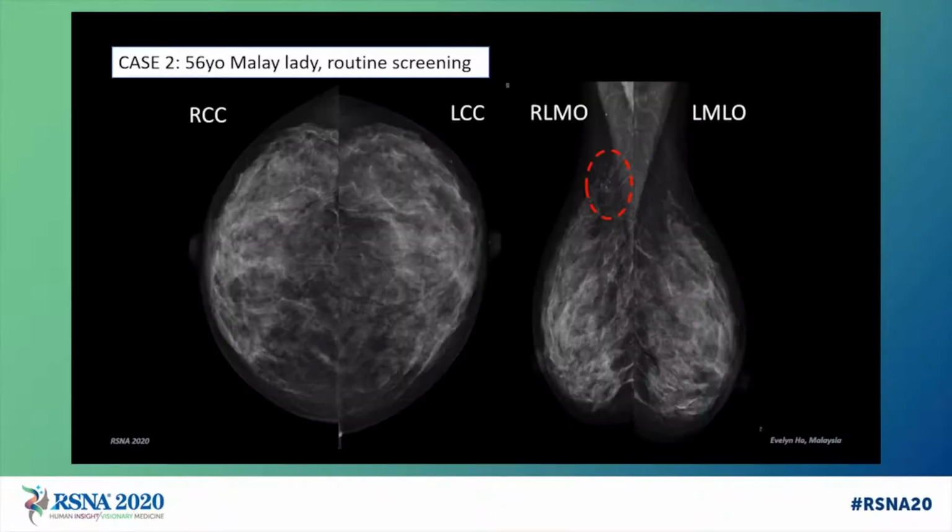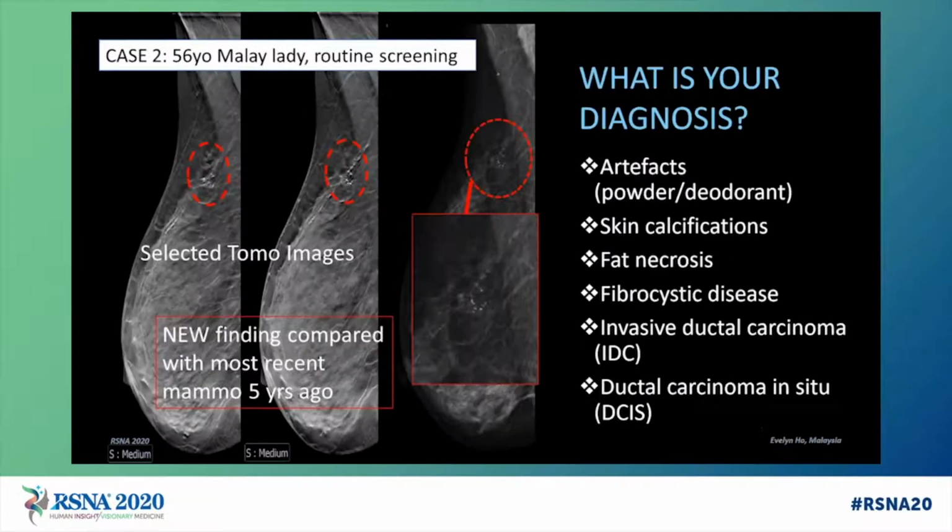These mammograms are from routine screening for a 56-year-old Malay lady. I have highlighted the area of concern. Magnified views show coarse heterogeneous calcifications in a tight cluster. A nearby calcified vessel is seen. This finding was new compared with her last mammograms 5 years ago.